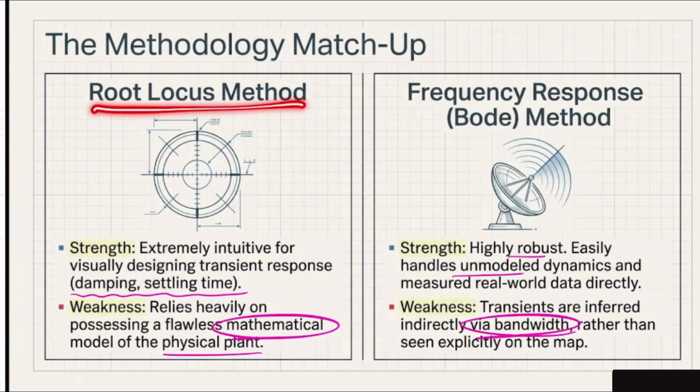As I just mentioned about the root locus method, the strength is that it is extremely intuitive for visualizing and designing transient response, about the damping and settling time, which we just saw. But what are the weaknesses? This relies heavily on having a flawless mathematical model of the physical plant. It means that you have to find roots, you have to find the poles by increasing the gain. You have to do all of those mathematical things. Yes, I told you that we don't have to do complex ones, but still we need to do that. So if we do that, we still have to make sure that whatever value we put there is going to be completely right, because we would like to visualize everything.